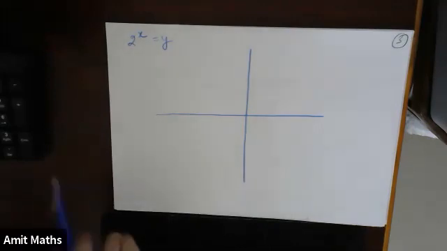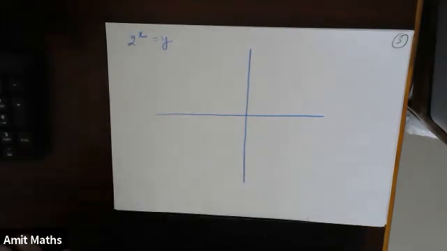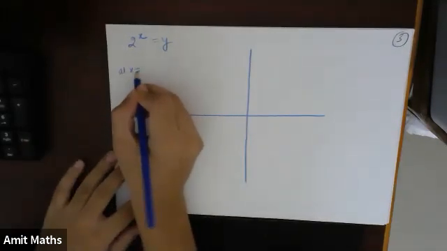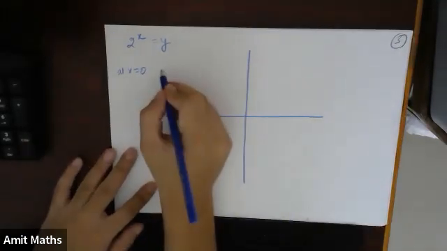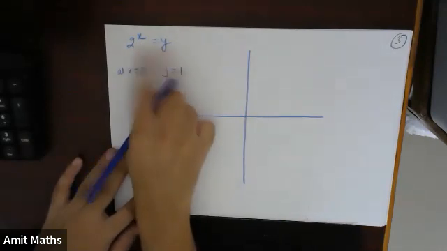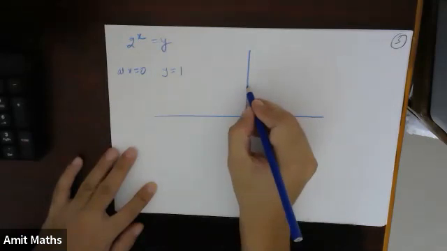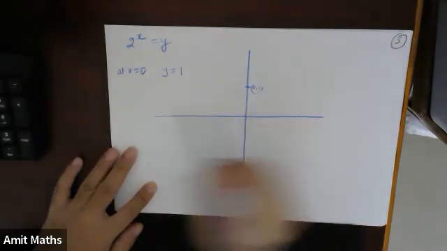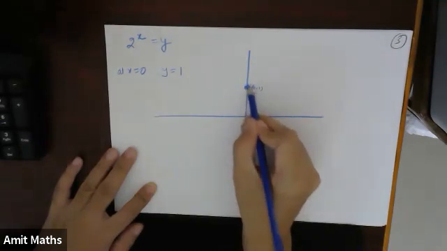So what I'll do is first substitute the simplest value of x. Suppose when x is equal to 0, what will you get? y is equal to 1. Suppose this is the point 0, 1. So that means the function will pass through this point.